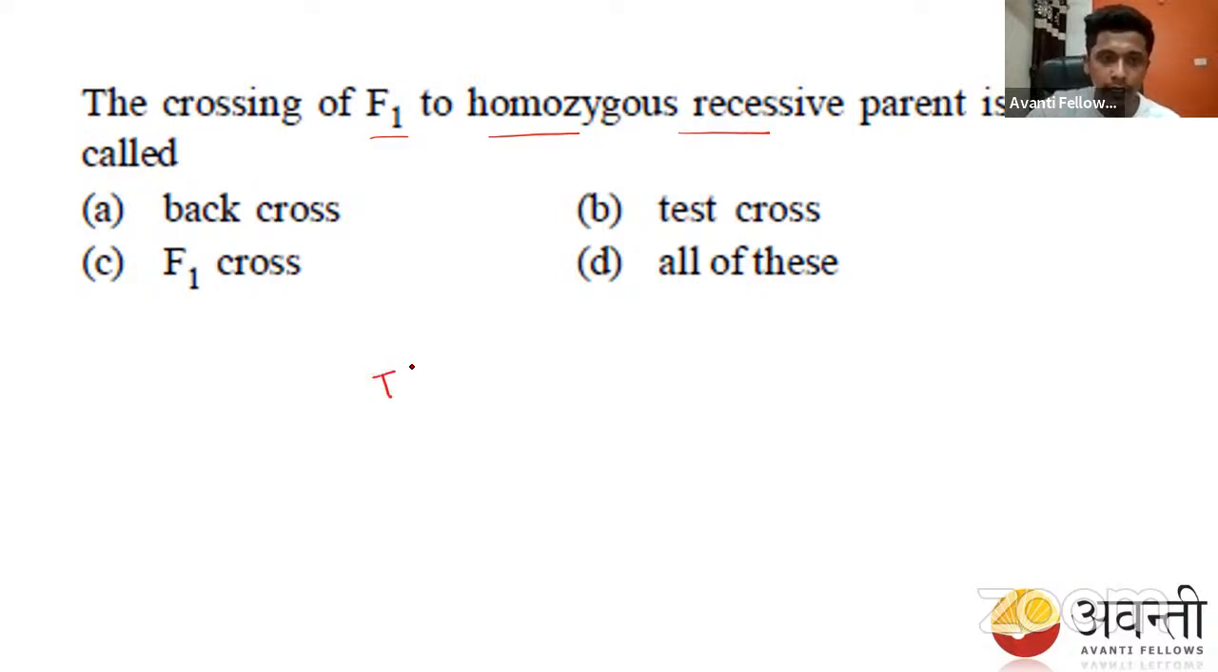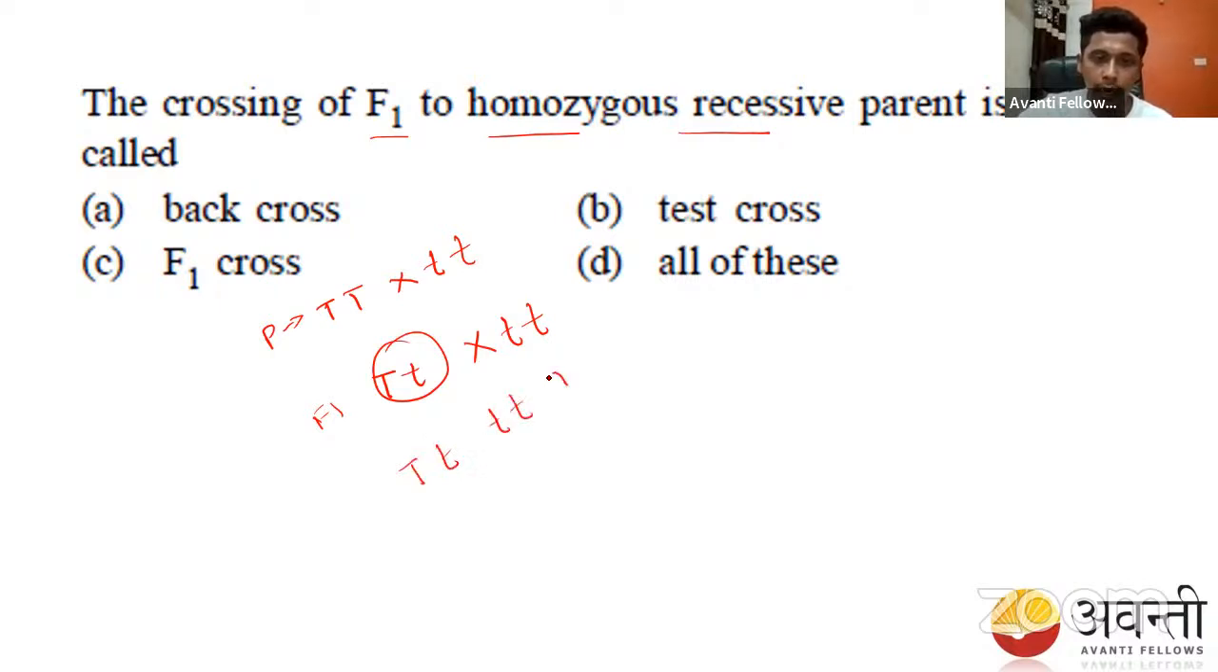F1 was capital T and small t. If the parental generation is capital T capital T crossed with small t small t, I get an F1 generation of capital T and small t. Now if I cross this F1 with the homozygous recessive, which is our homozygous dwarf, what do I get? Capital T small t, small t small t, capital T small t, and small t small t. This cross is very helpful for us to understand the genotype of a particular organism. So why is it necessary?